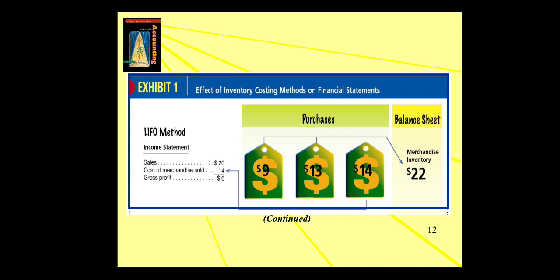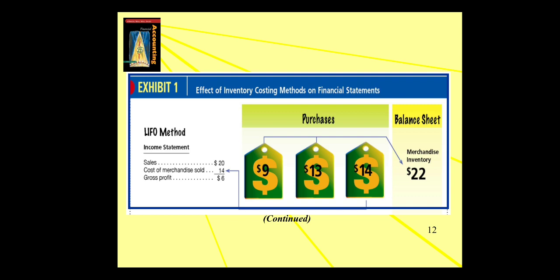There is a business. This business made 3 purchases. First purchase at $9 per unit or per item. Second purchase at $13 per item. The third purchase is $14 per item. So if this business uses the LIFO method, on the 30th of May the business sells something at $20 price. So you see the income statement in the first column in the box: the sales is $20. The business has sold something at $20.